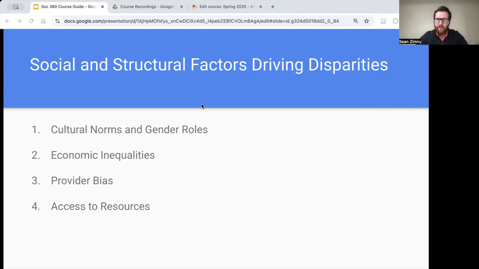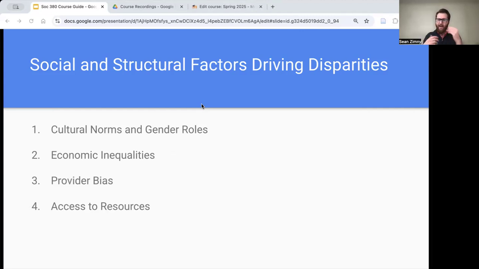Number 2, economic inequalities. Women on average earn less than men for the same exact education level, for the same career pathways. And this limits their ability to afford healthcare, right? Because healthcare is increasingly expensive and tied into our economic standing. And so occupational segregation means that women are more likely to work in lower paying jobs, oftentimes jobs even without those health benefits.